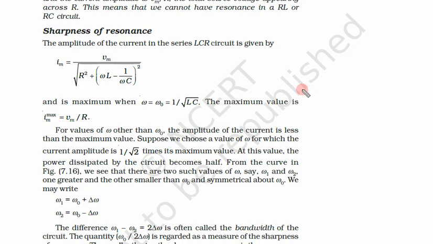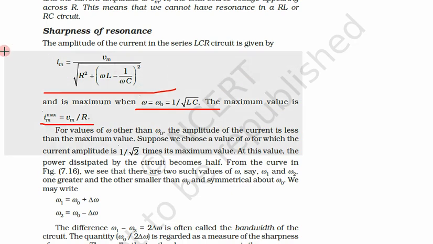So we were trying to measure the sharpness of resonance. In this case, we have this formula: Im is equal to Vm upon under root r square plus (omega L minus 1 upon omega c) square. The peak was at omega is equal to omega 0, and at that time this Im max was Vm upon r.